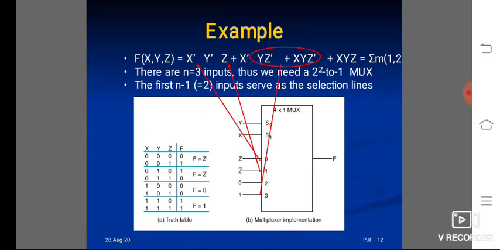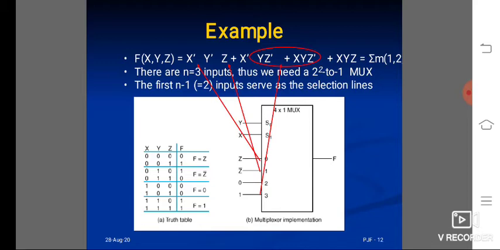X bar y bar z plus x bar y z plus x y z plus x y. We have to observe this equation clearly. We don't know how many inputs there are, how many outputs, or how many selection lines. So first identify how many variables there are: x, y, z. That means it is a 3 variable function, that means 3 inputs.